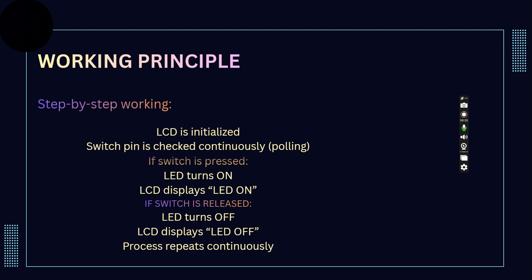The microcontroller detects the released condition. The LED turns off by making the LED pin logic low. The LCD displays the message. It gives continuous operation. The process repeats continuously as long as the system is powered on. Any change in switch state is immediately reflected on the LED status and LCD message.